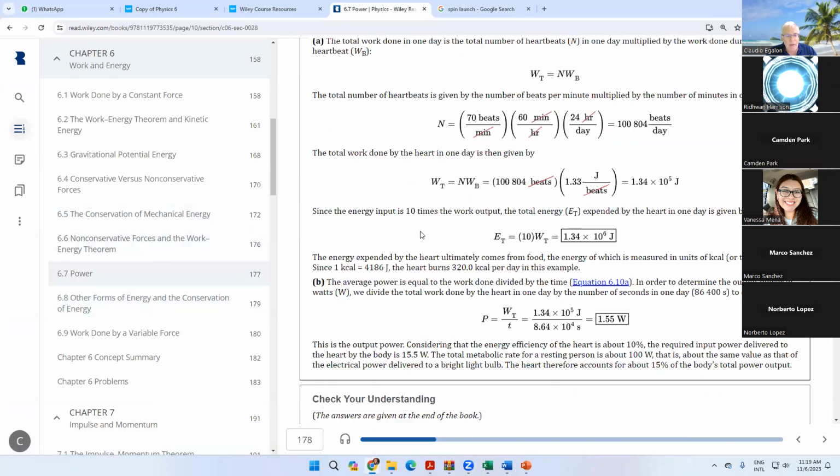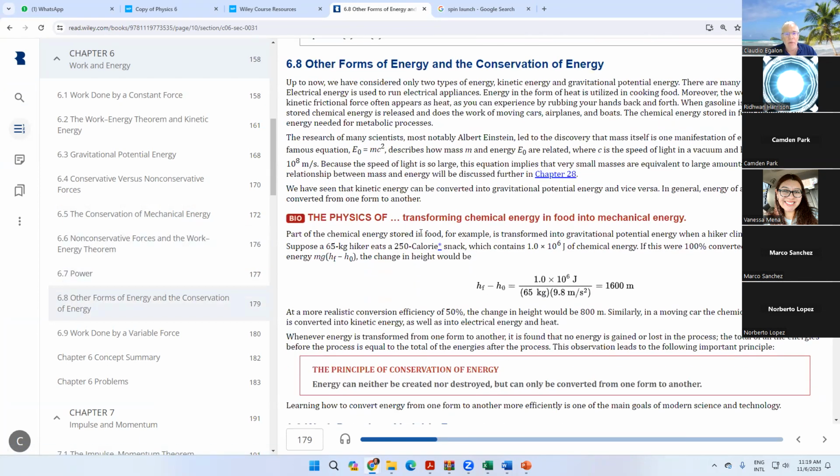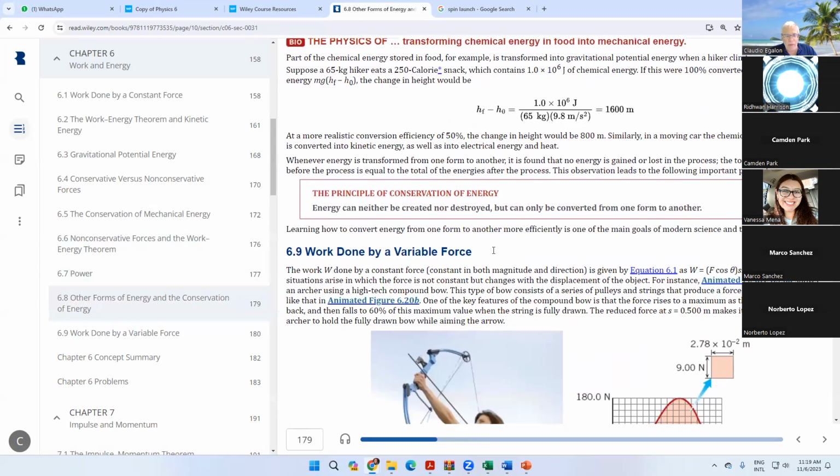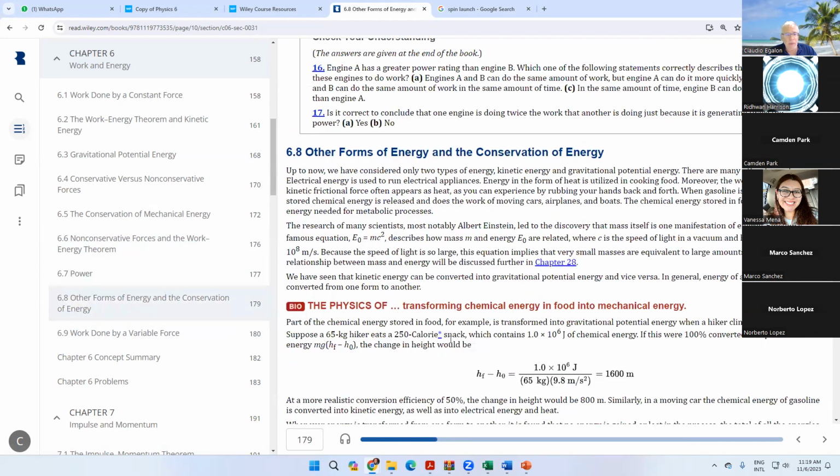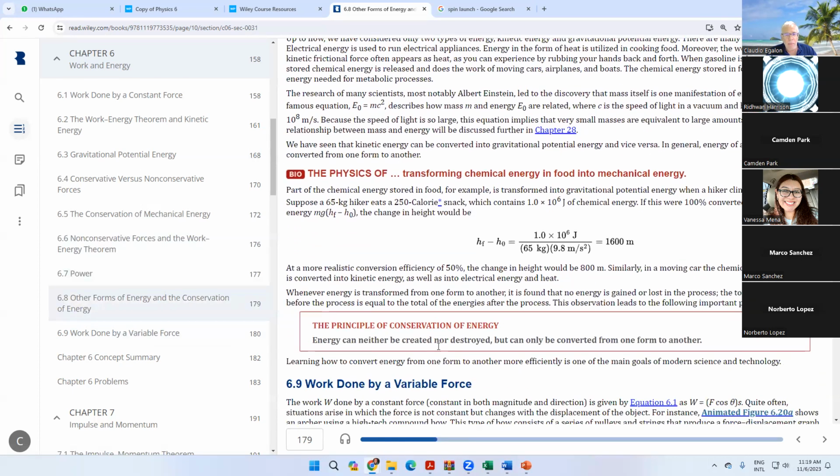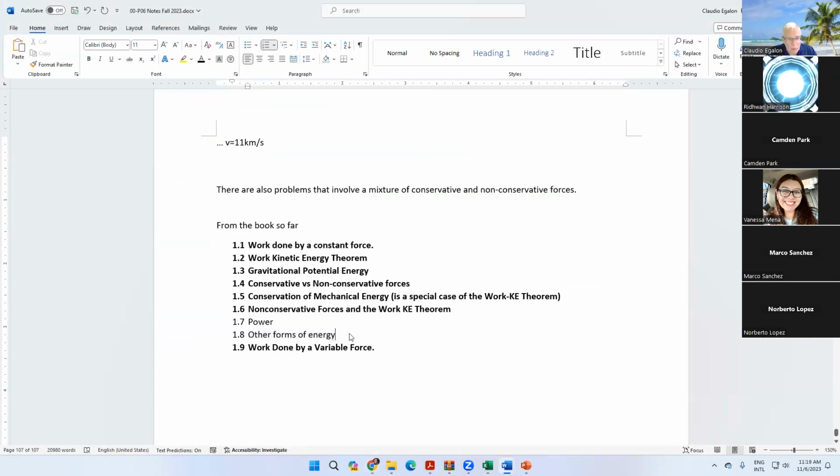6.8, 6.7. We didn't do 6.7 yet. Other forms of energy and conservation of energy. Okay, we're gonna skip this one. So the only thing that's left is power. That's the only thing that's left here.